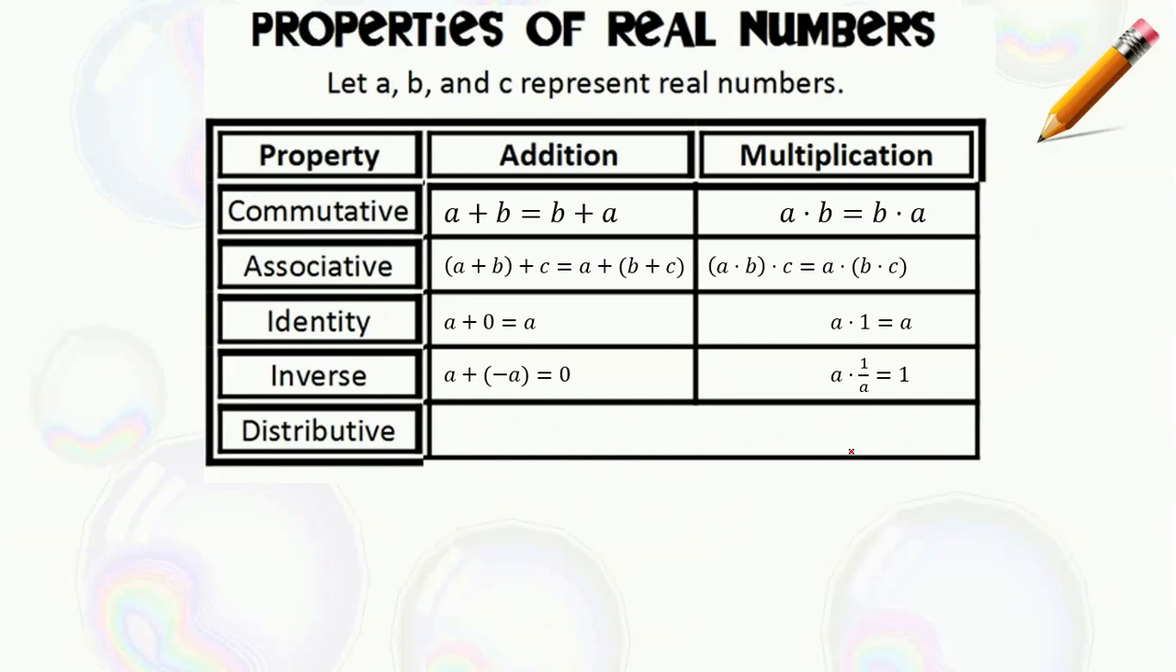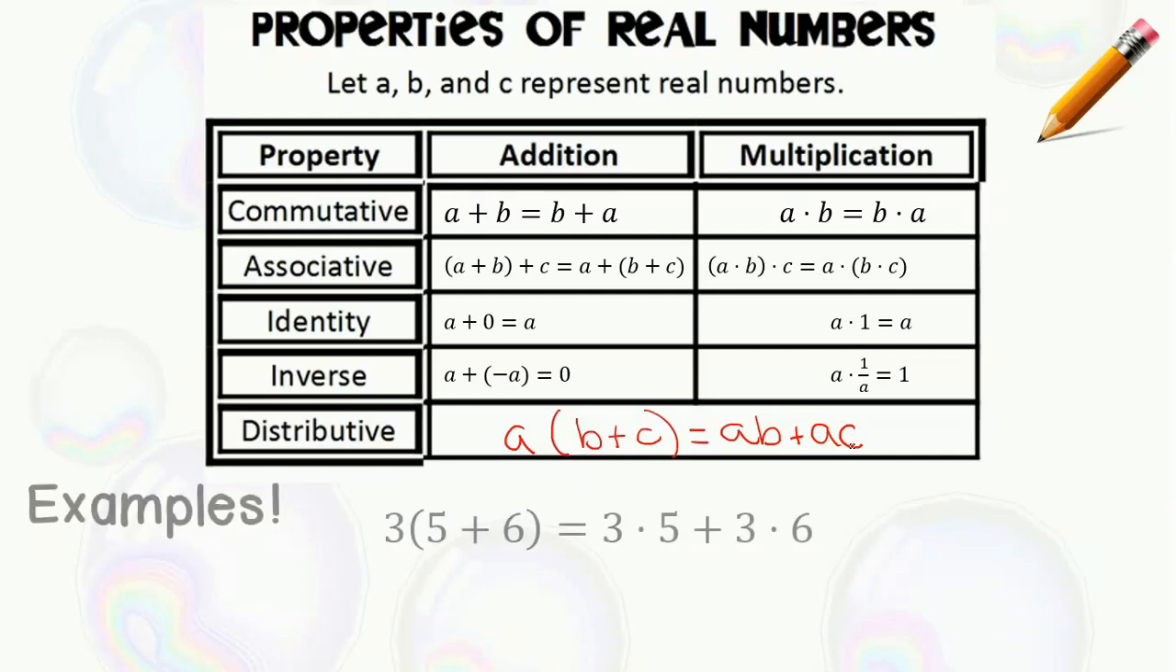The distributive property. A lot of people like to call this the rainbow effect. So this is A times the quantity B plus C. And technically that's AB plus AC. A lot of people have seen that before.